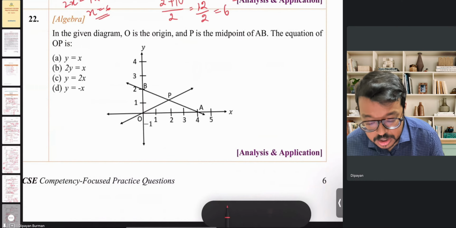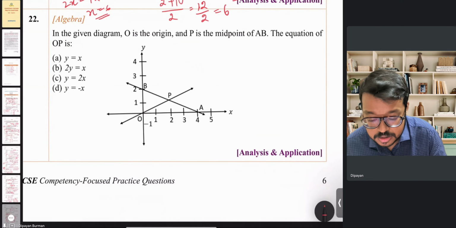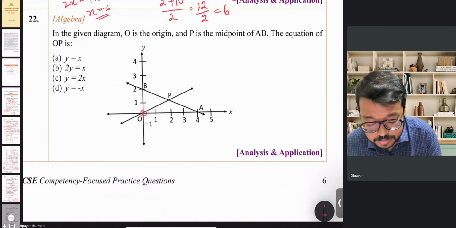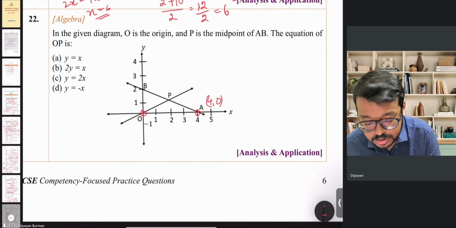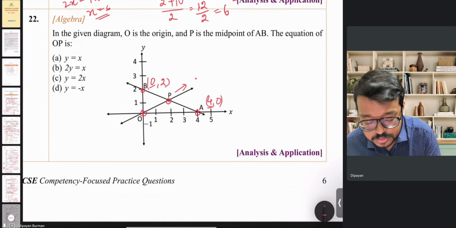Okay. Next is, in the given diagram, O is the origin and P is the midpoint of AB. What is the equation of OP? Okay, so let's look at point A. The coordinates of point A you can read as 4 comma 0. The coordinates of point B are 0 comma 2. Then P is the midpoint of AB. If I apply the midpoint formula, the x coordinate of point P will be (0 plus 4) by 2, 4 by 2, which is 2. And the y coordinate will be (2 plus 0) by 2.